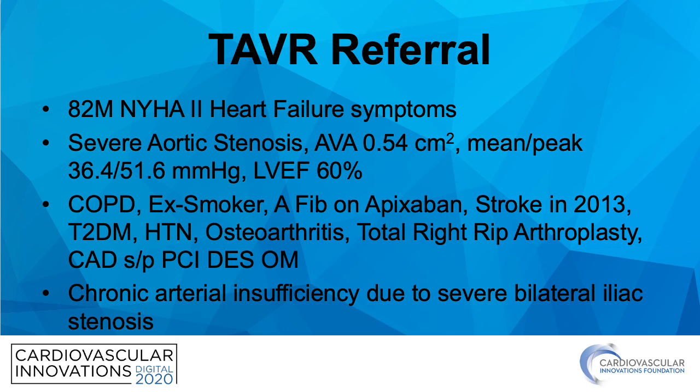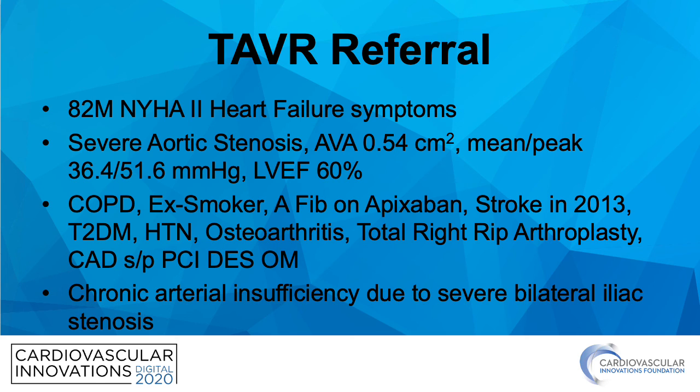So in this case, we present an 82-year-old male patient with heart failure, New York Heart Association class 2 symptoms. He had severe aortic stenosis with an aortic valve area of 0.54 square centimeters, a mean gradient of 36 and a peak gradient of 51, and an ejection fraction of 60%. He had COPD, ex-smoker, atrial fibrillation on apixaban.